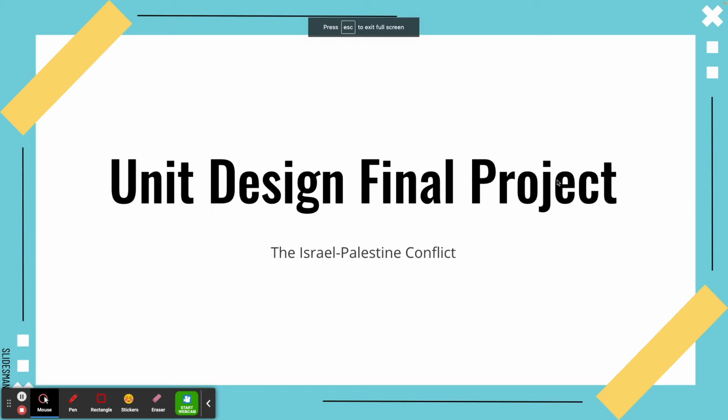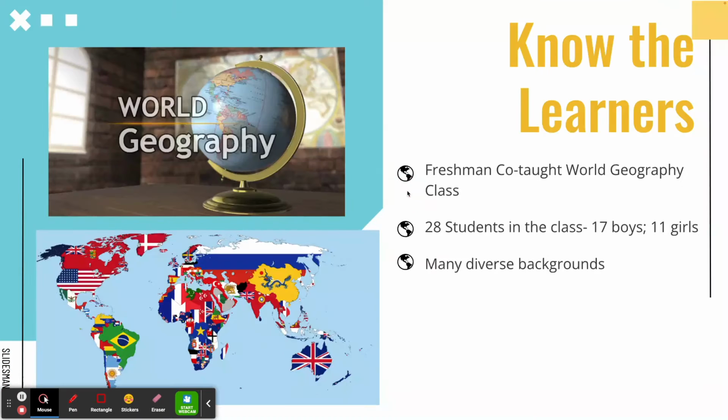This is my Israeli-Palestine conflict unit design final project. So my students are going to be in my 8th period world geography class, and it is a co-taught class. It says freshman, but there is one sophomore in the class. There are 28 students in total in the class, 17 boys and 11 girls.